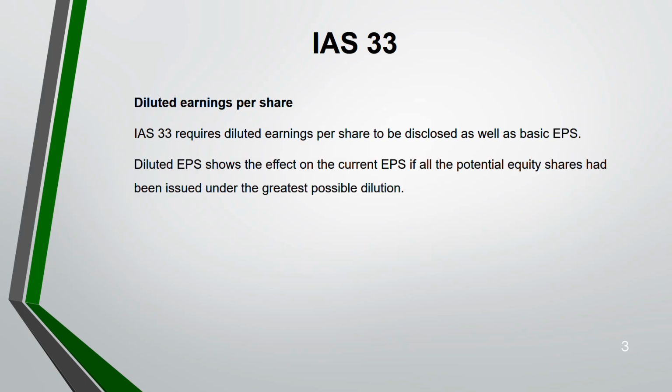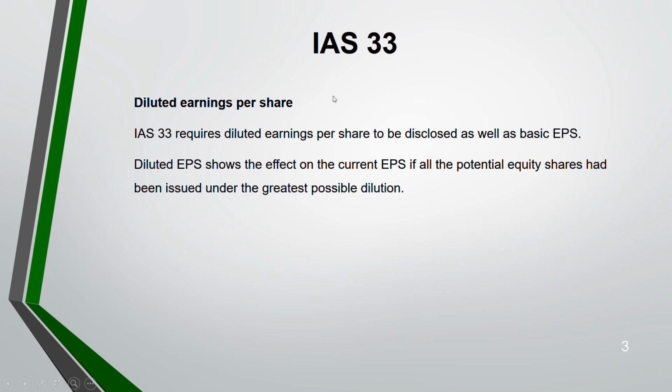So diluted EPS will show the effect on your current EPS if there are potential equity shares that have been issued under the greatest possible dilution. What is the meaning of the word diluted? Your EPS will reduce because either you are selling your shares or you are buying more shares, there has been a change in the number of shares as well as the profit. So EPS reduces.